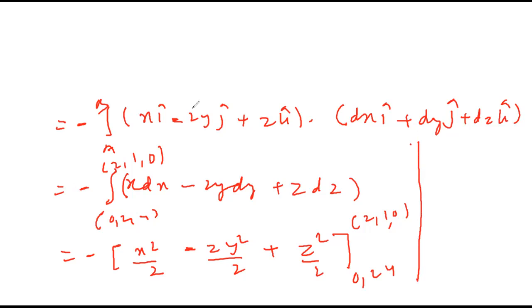For x, the lower limit is 0 and the upper limit is 2.